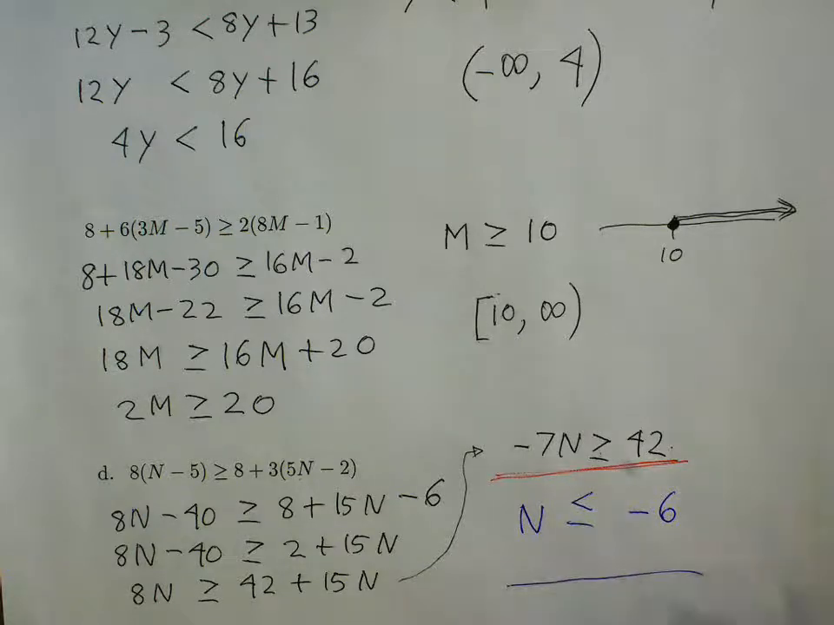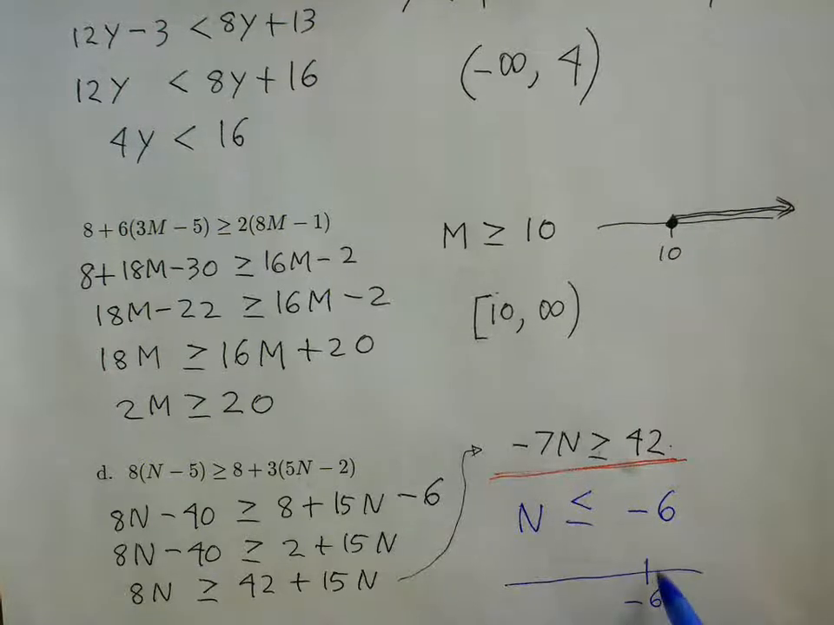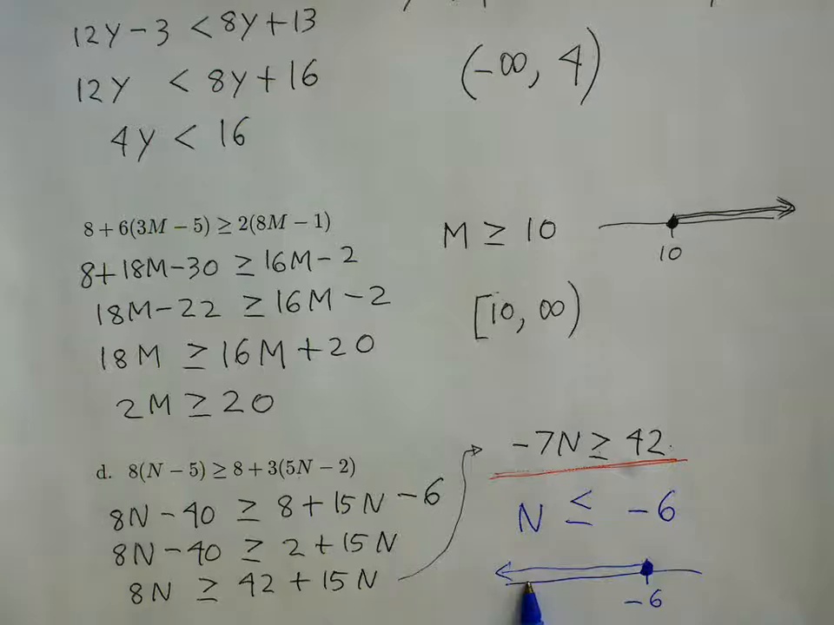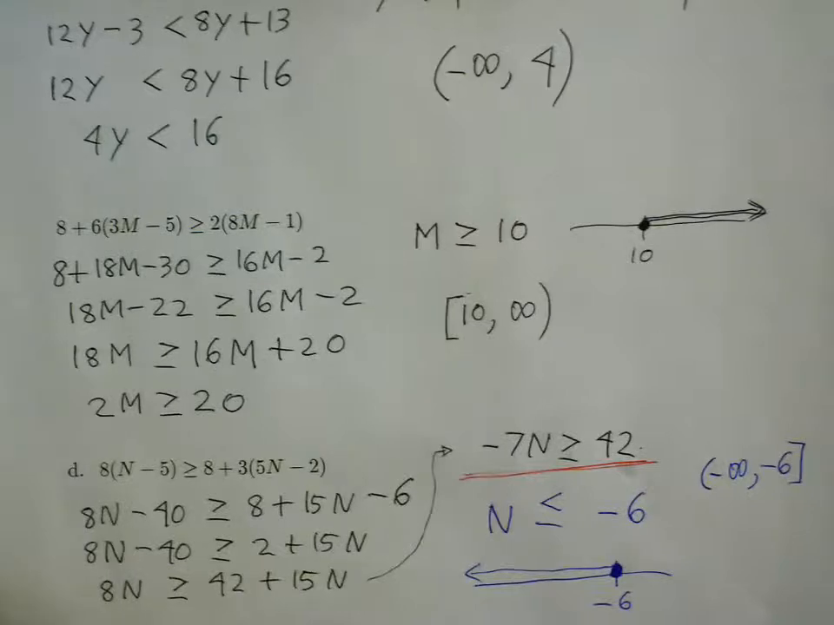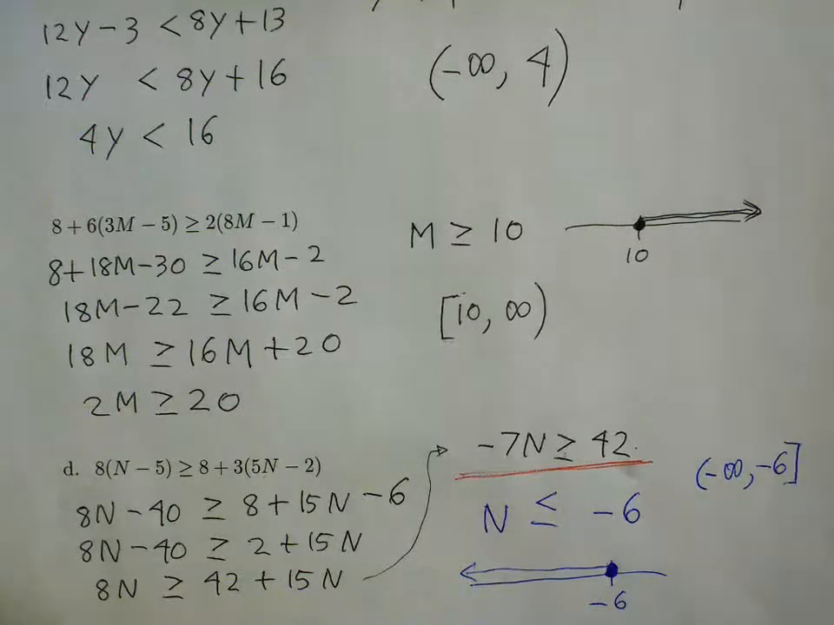So on the number line, if you plot the number negative 6 and put a solid dot and shade to the left, this reminds us that negative infinity is involved because that's all the way to the left. So the interval notation then is parenthesis negative infinity comma negative 6 with a bracket next to the negative 6.